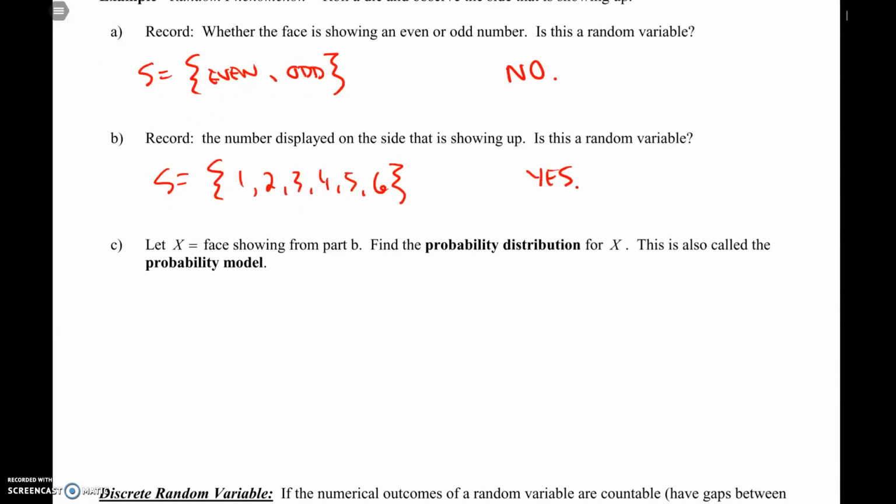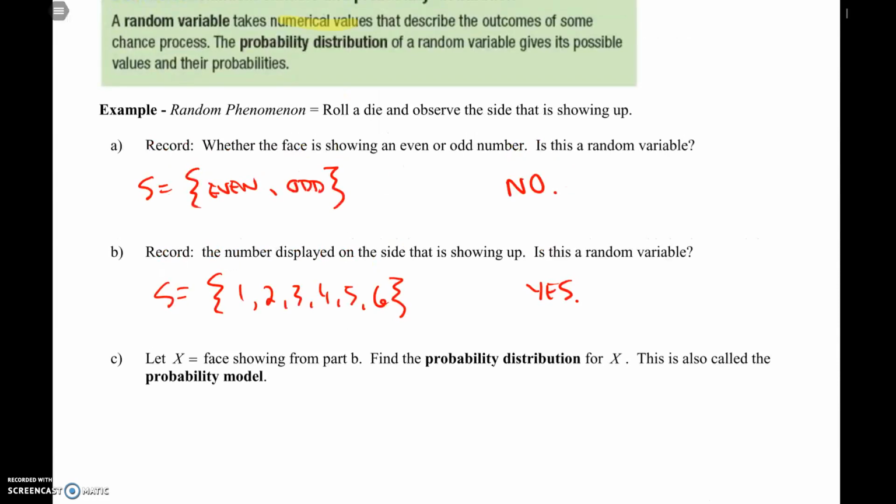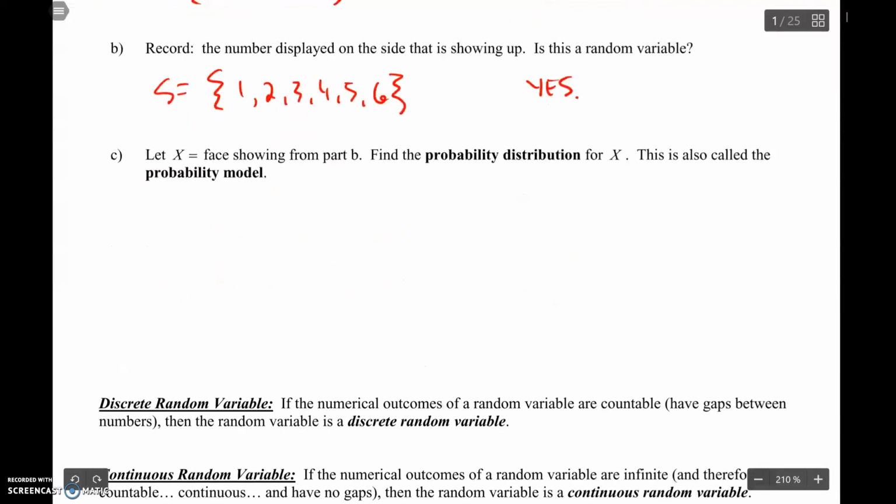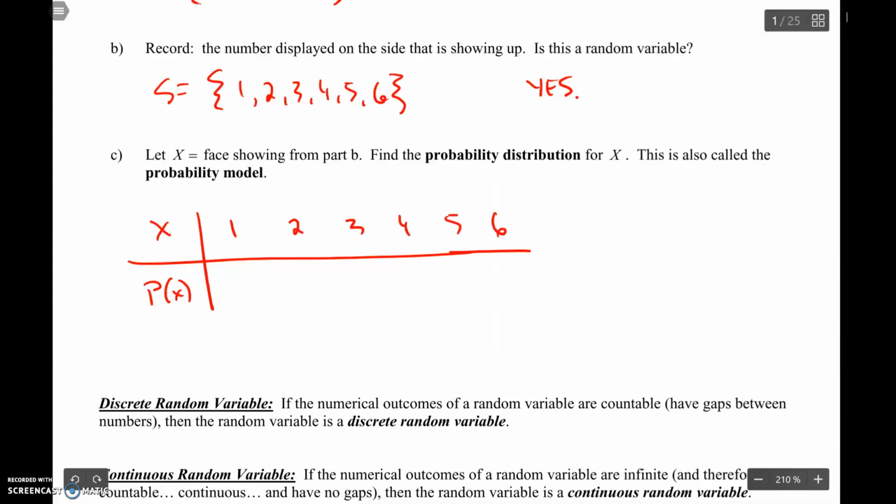Let x equal the face showing up from part B. Find the probability distribution for x. This is also called the probability model. So recall, a probability distribution is a list of the possible outcomes and their associated probabilities. So let's let x equal the face showing up. I don't have to write that down, it's already defined. So let's list the outcomes and their associated probabilities. Outcomes are 1, 2, 3, 4, 5, and 6.